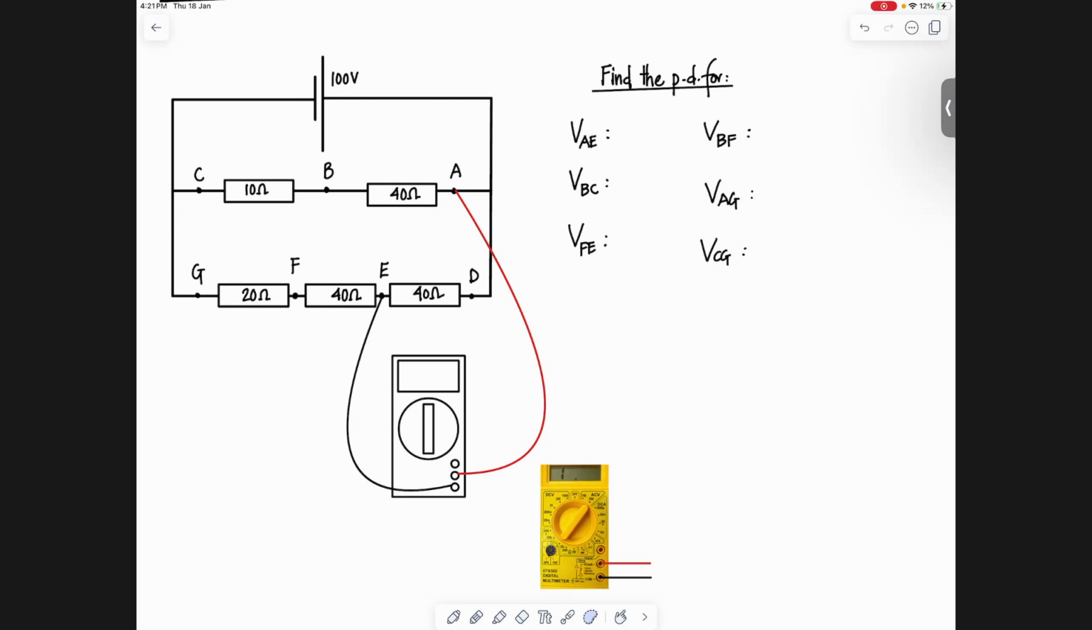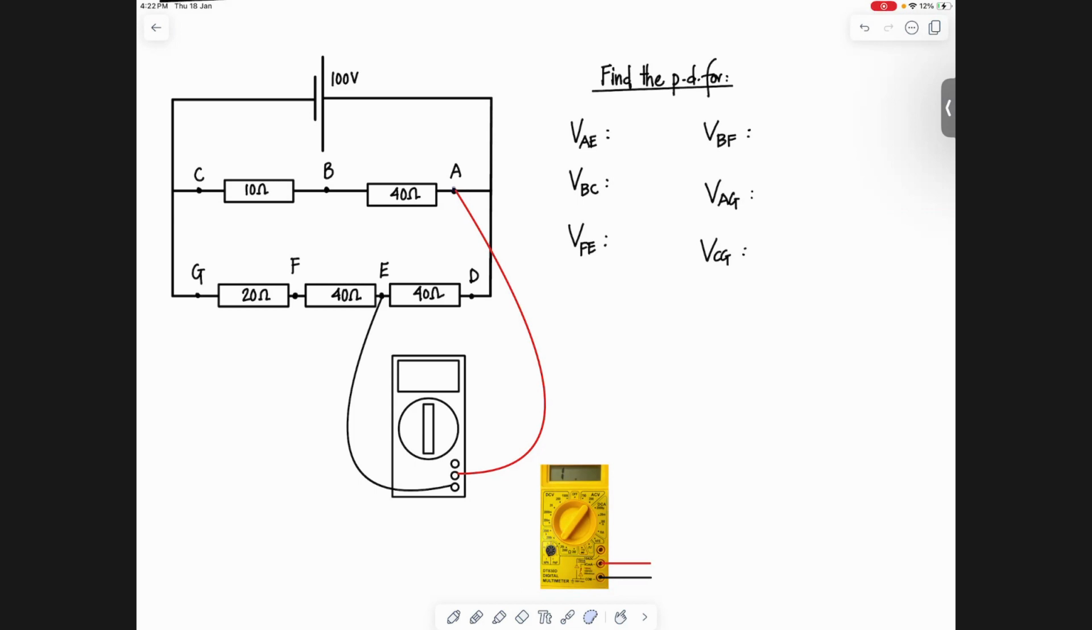Right. So VAE, do you know what you need to find in order to find the answer? Do you find current? Do you find voltage? Try to answer this question. Do you find potential difference? Do we find voltage? Do we find EMF? Do we find the PD across the circuit? Or do we find potential? What's potential? Yes, we find potential.